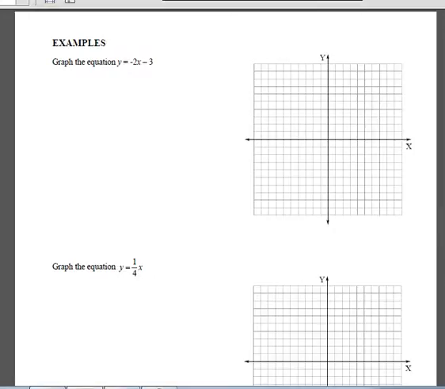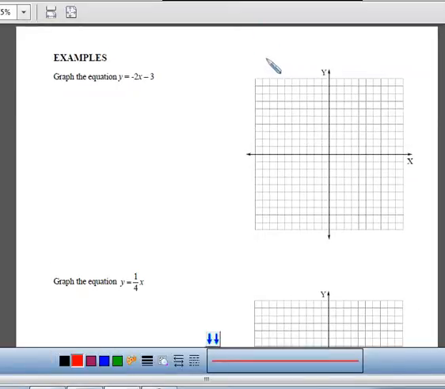And these ones we will actually have to do the work for. Well, let's go ahead and get started. So, graph the equation y equals negative 2x minus 3. Alright, first thing I'm going to identify, my m is negative 2, or negative 2 over 1. My b is negative 3.